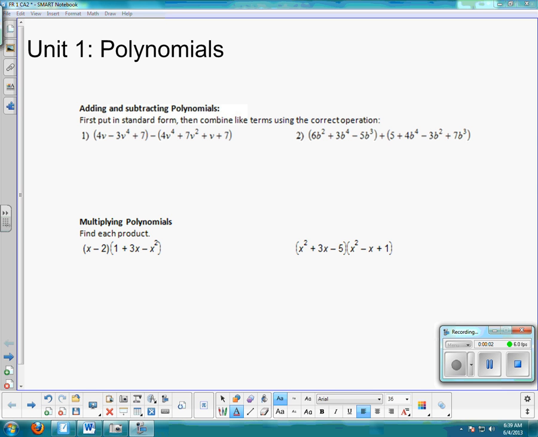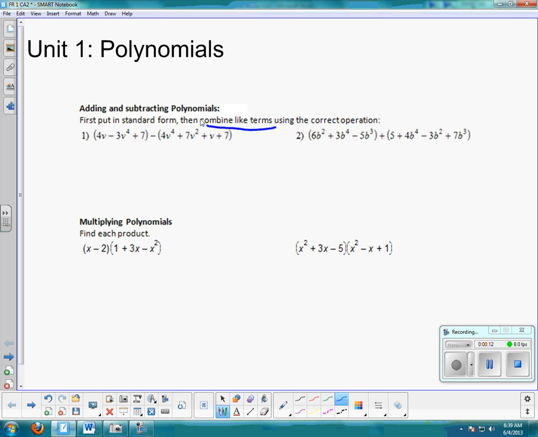All right, so in Unit 1, polynomials, we started by adding and subtracting polynomials. We've been doing this ever since we started with algebra, and really it's just a matter of combining like terms. So in the first term, I have a negative 3v to the fourth, which I am going to combine with 4v to the fourth, and I'm subtracting them. So that gives me negative 7v to the fourth.